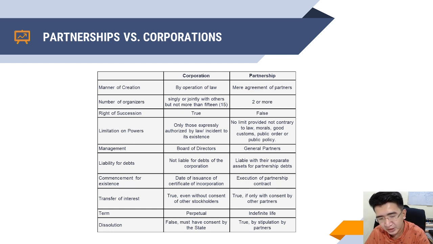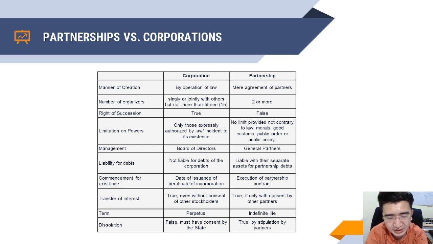Okay? Number of organizers. Ito ang bago din. Because what we have now is not the corporation code, but we have the revised corporation code. Okay? Yung bagong law. Before this law, hindi pwede ang sole corporation or yung single-owned corporation. But now, pwede na yung isa lang, singly or jointly with others but not more than 15. Of course, meron pa rin yung limit na 15. But now, pwede na kahit sole, kahit isa lang. Okay? Unlike to partnership, kailangan dalawa. Partnership nga. Hindi naman pwedeng partnership kayo ng sarili mo. Di ba? Hindi. So, dapat 2 or more sa partnership.